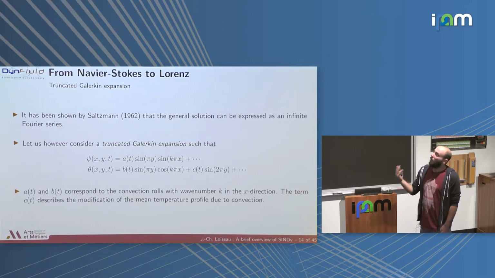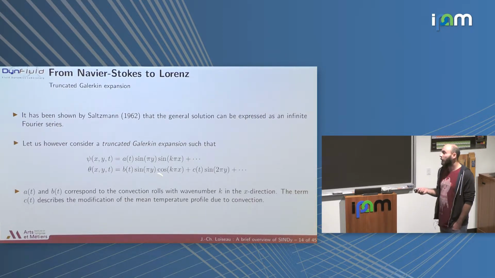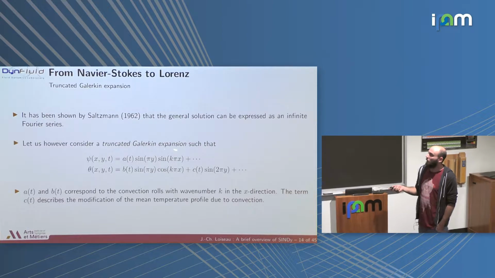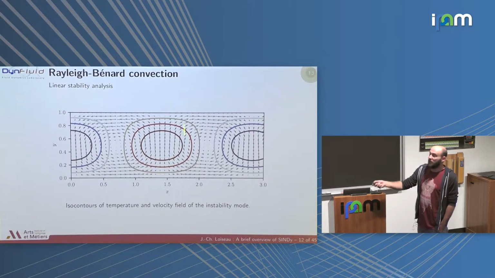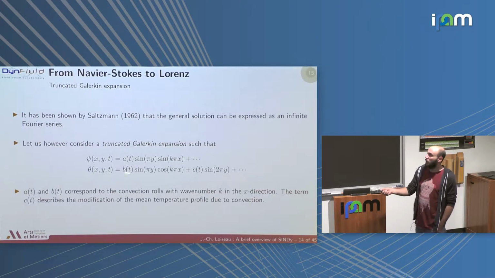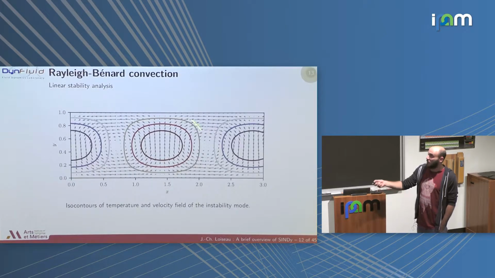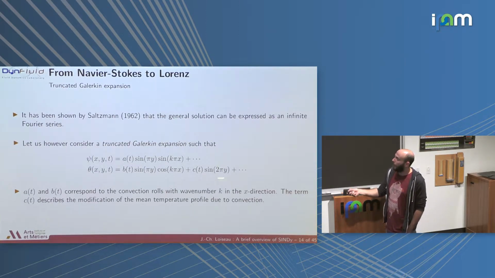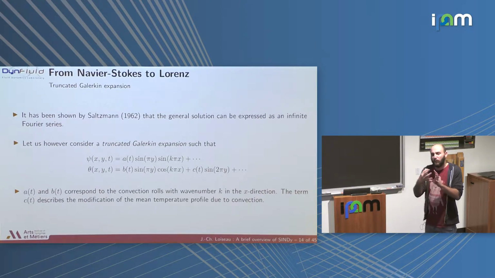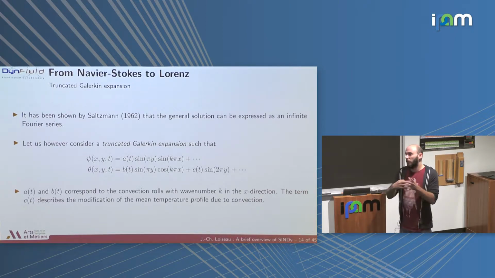That's not very convenient. What Lorentz did was consider a truncated Galerkin expansion, where for the stream function of the velocity field, he only considered a one-mode expansion, where this mode is precisely this velocity field. And then for the temperature, he considered two different modes. The first one, whose amplitude is given by B, is precisely this temperature fluctuation. And then another one, which you can understand as some kind of modification of the mean temperature profile due to the onset of convection. So a modification of the linear, 1 minus y temperature profile due to the fact that we have convection.